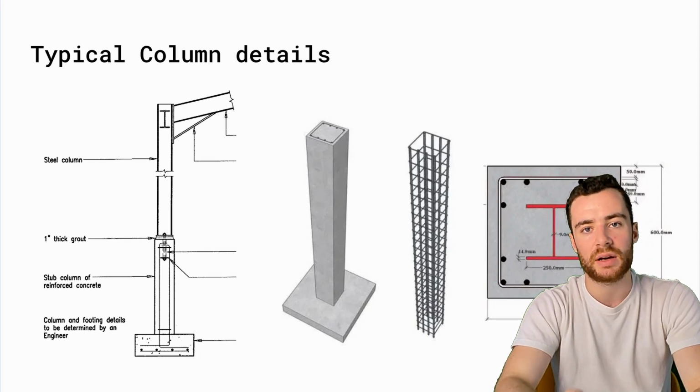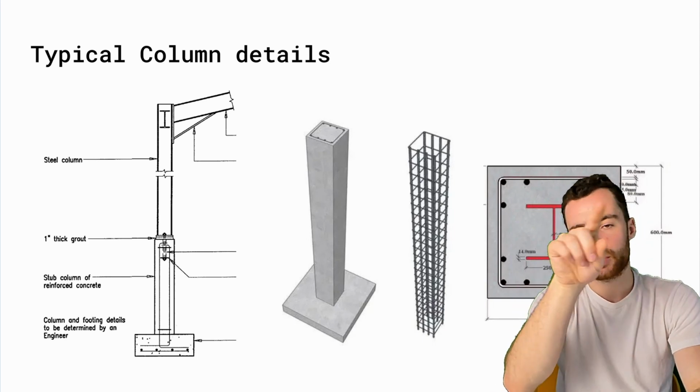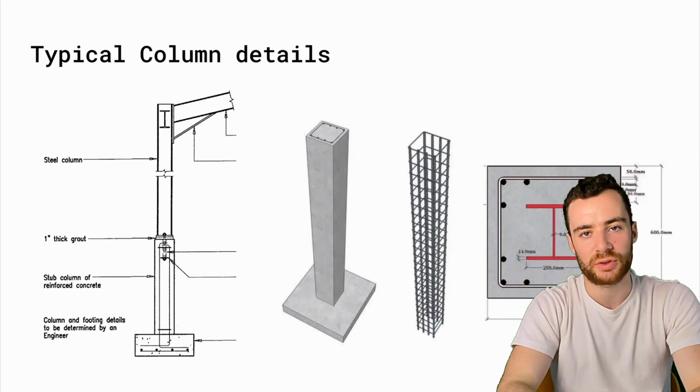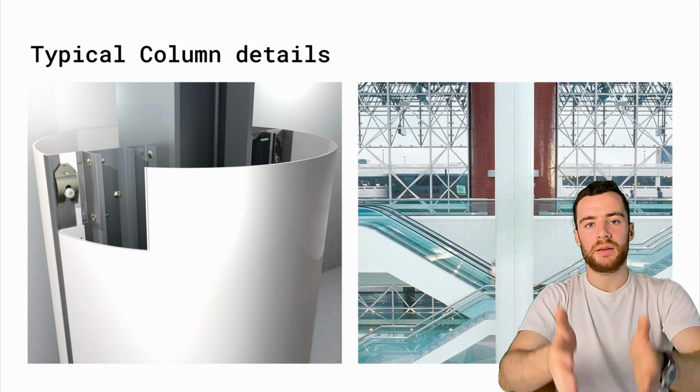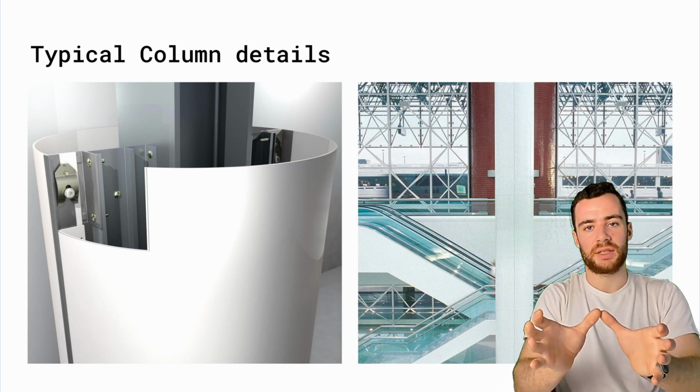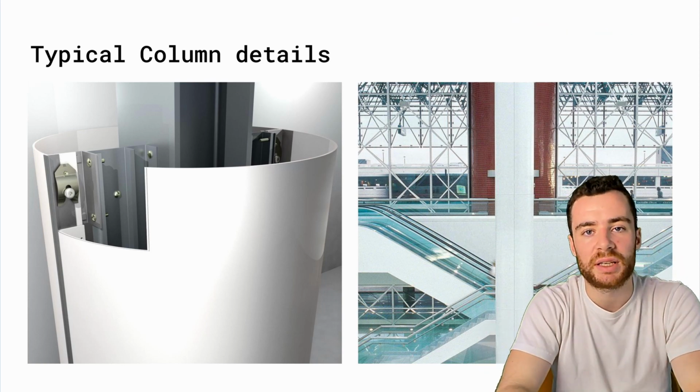So you can see how there's an I-beam in the middle, you've got some reinforcement cages, and then it's filled in with concrete. An example of a typical column detail you could see in, for instance, offices is having the I-beam then encased with something around it, so that aesthetically it might give a different impression. But it is not a structural element.